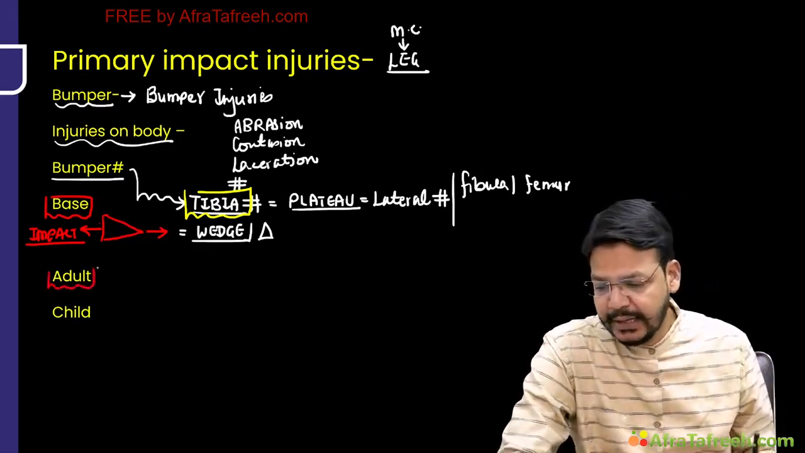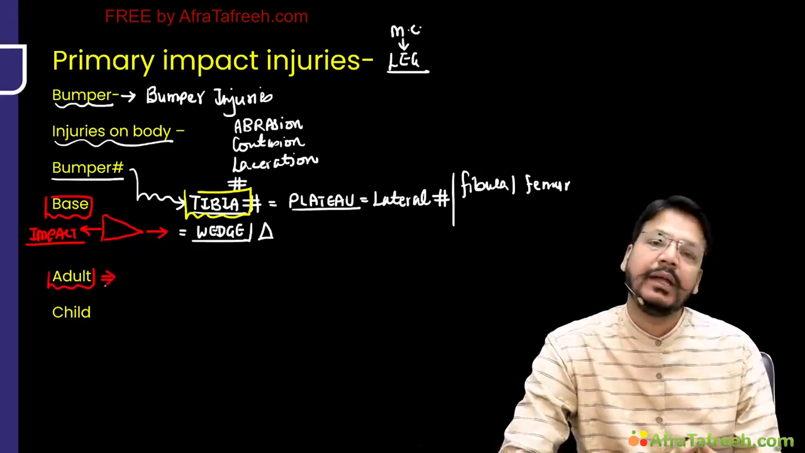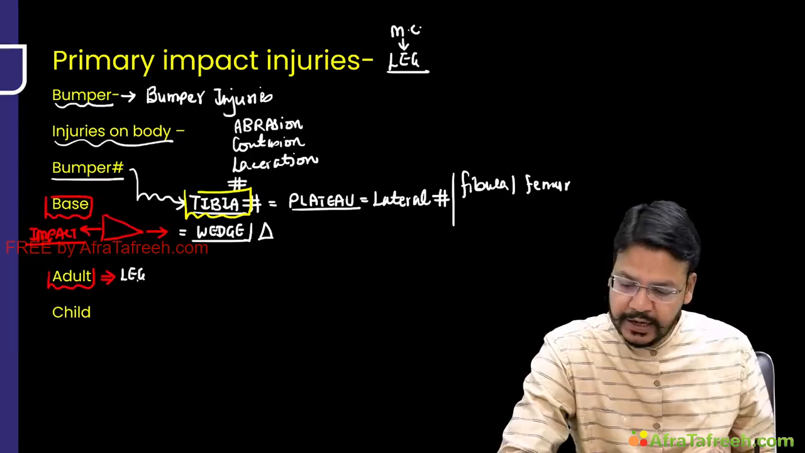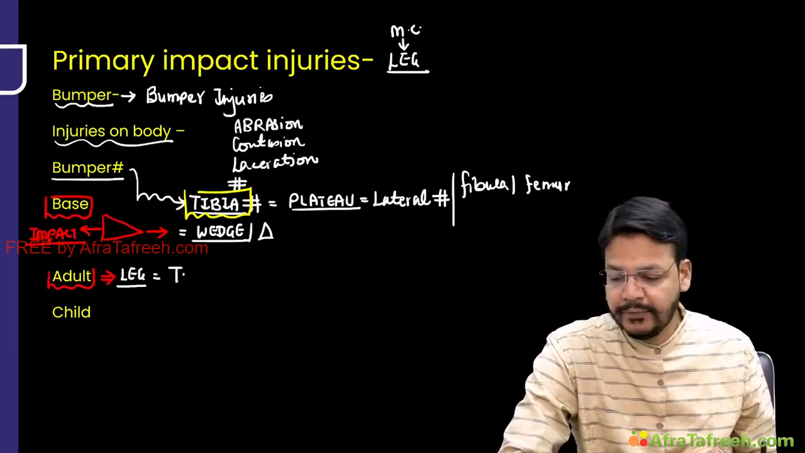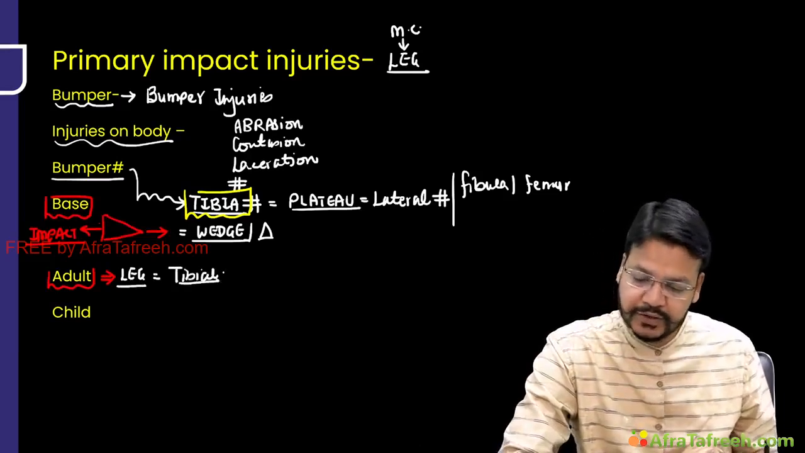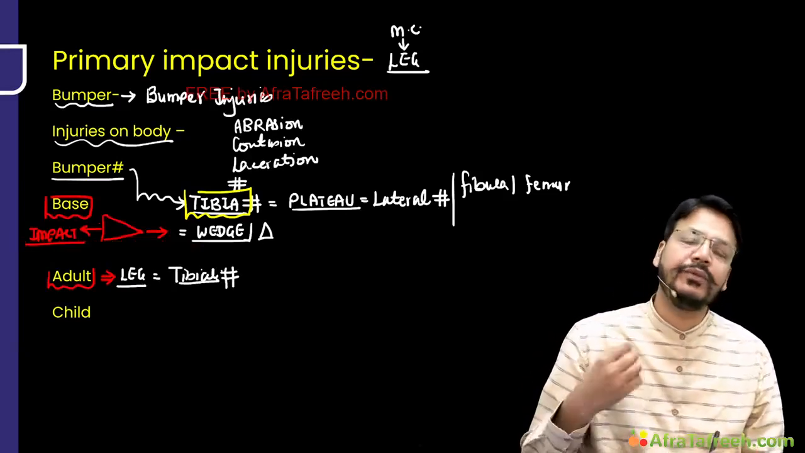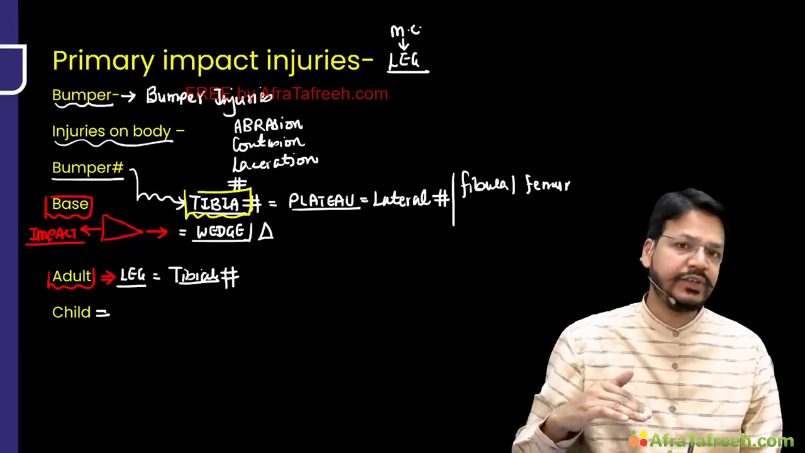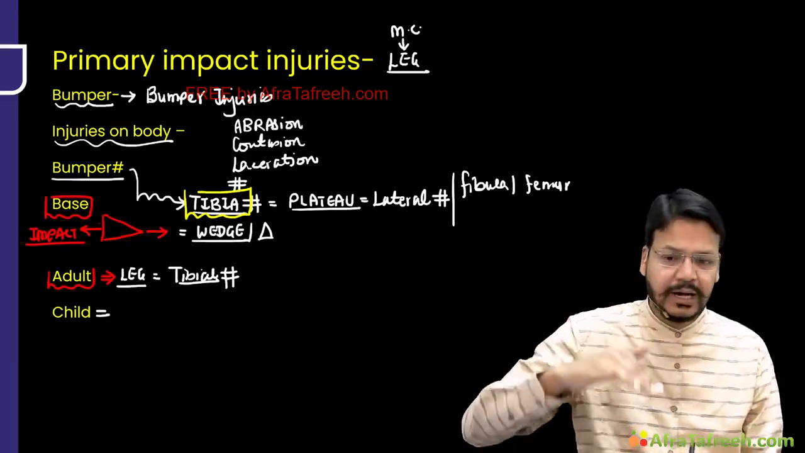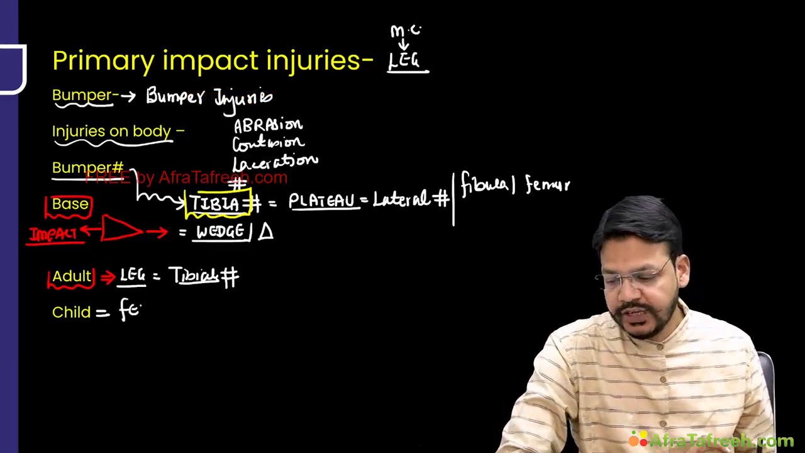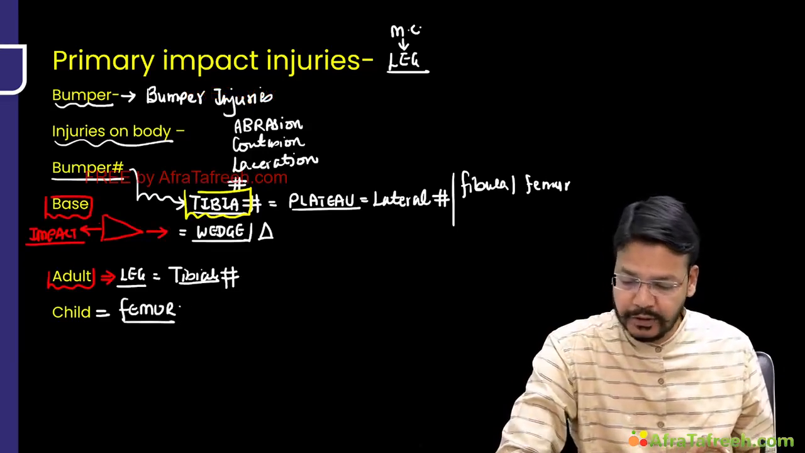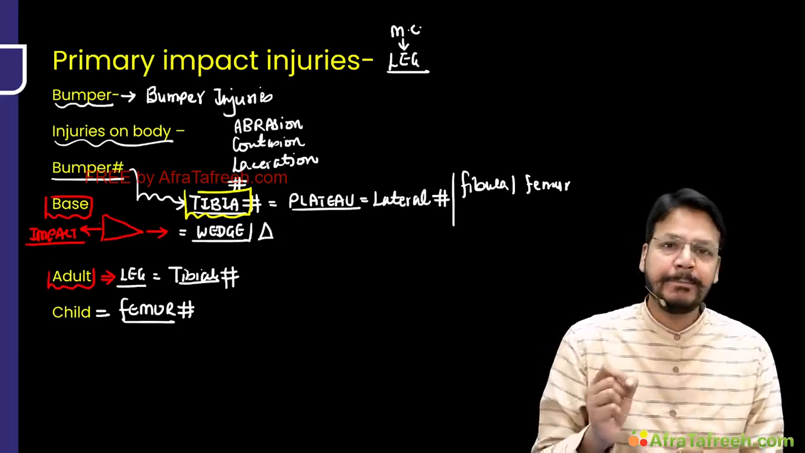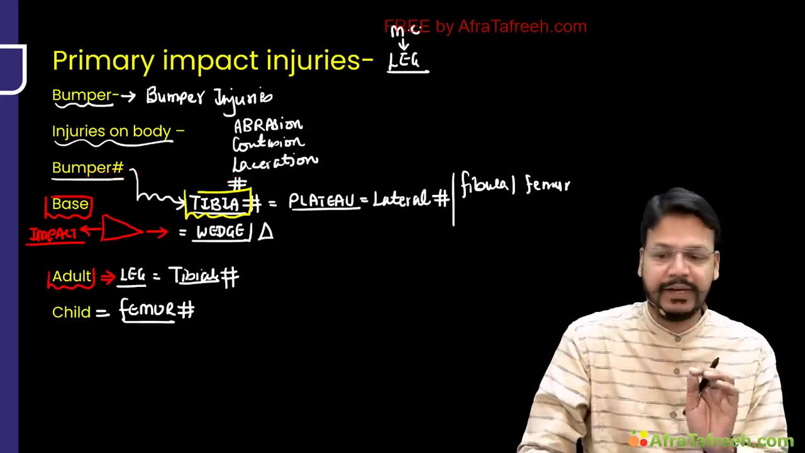My dear friend, in adults the most common site is the leg without any doubt. So there will be tibial fracture, bumper fracture, femur and fibula fractures. But in children, who are of short stature, there can be a fracture of the femur also. So this is a primary impact injury, the first impact by the vehicle.